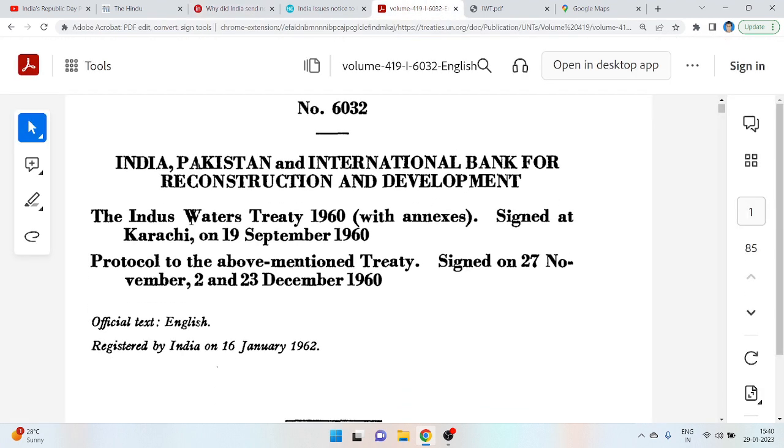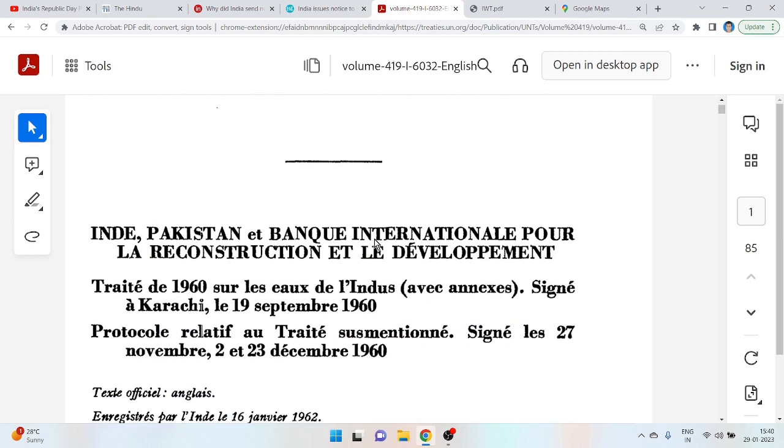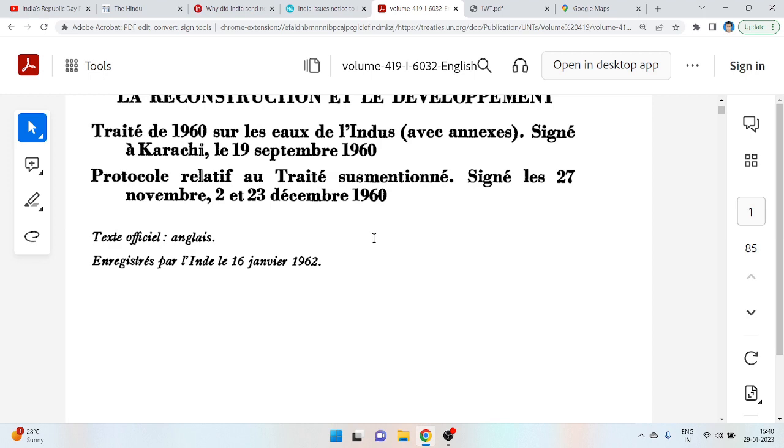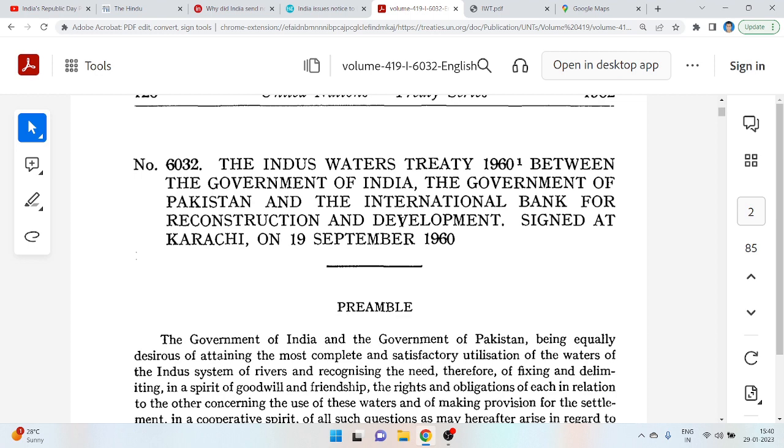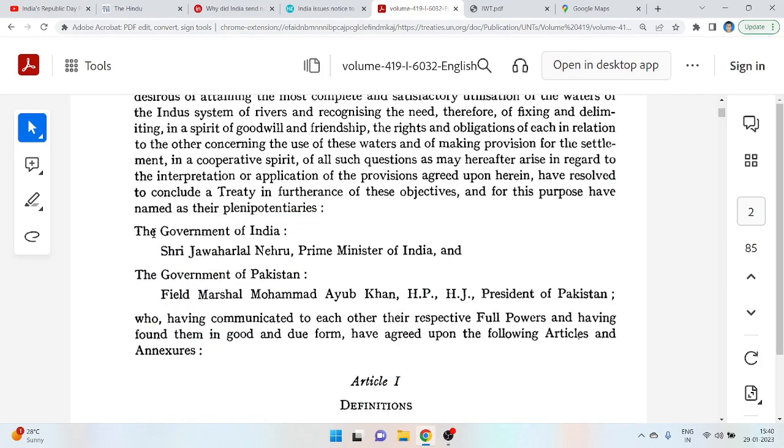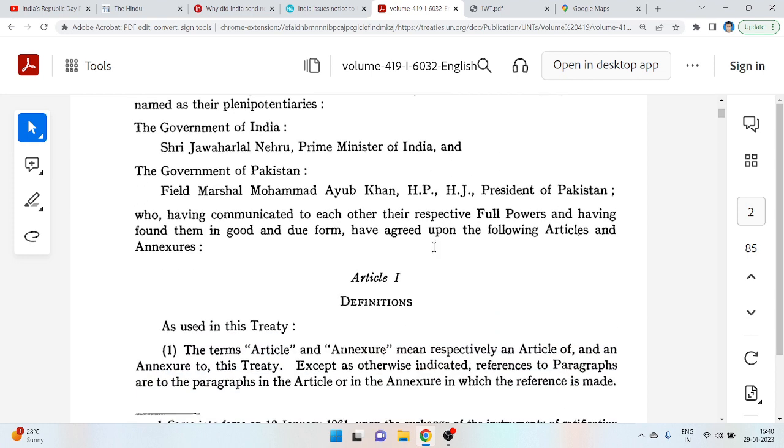Before going to the inner side of the treaty, we should know that the Indus Water Treaty 1960 was signed at Karachi on 19 September 1960. Okay, that is the first thing. And who signed it? The two leaders: for the government of India, Shri Jawaharlal Nehru, Prime Minister of India, and for the government of Pakistan, Field Marshal Muhammad Ayub Khan, President of Pakistan. These two persons signed the treaty.